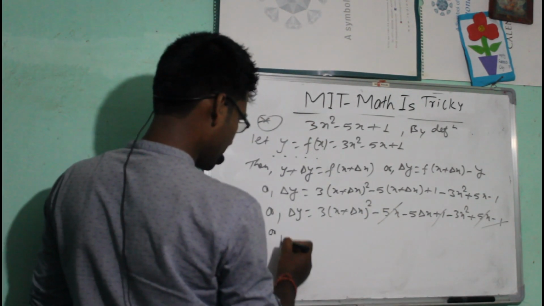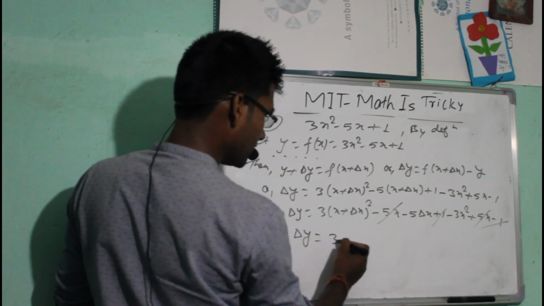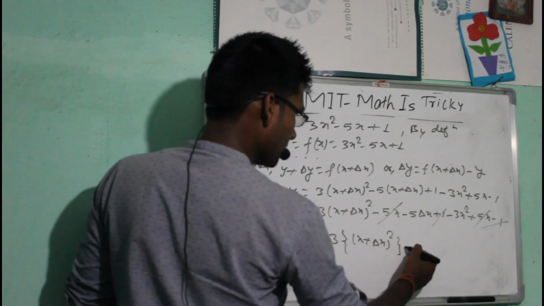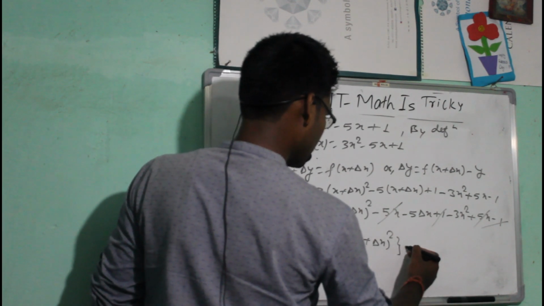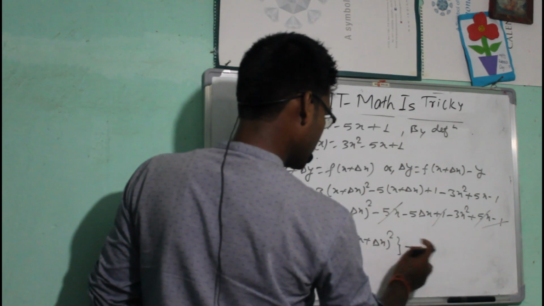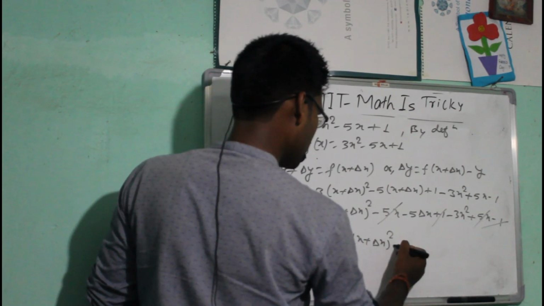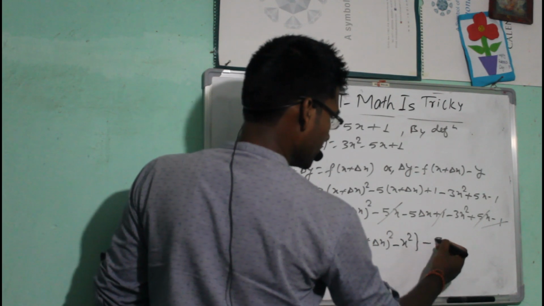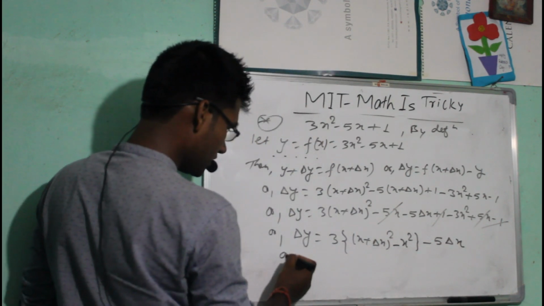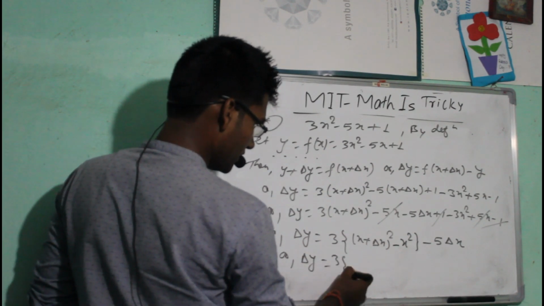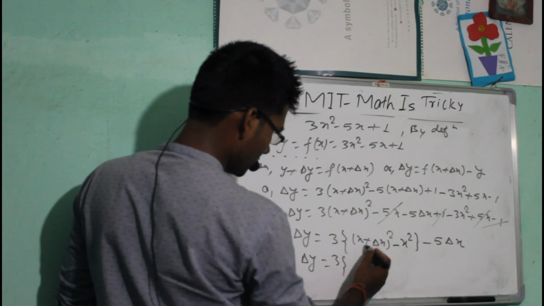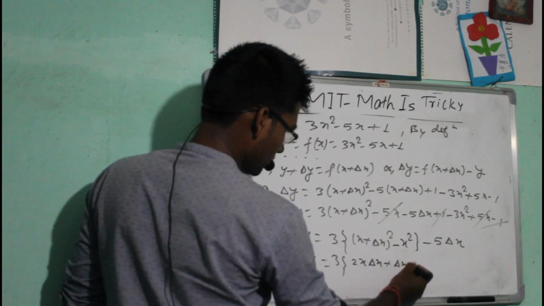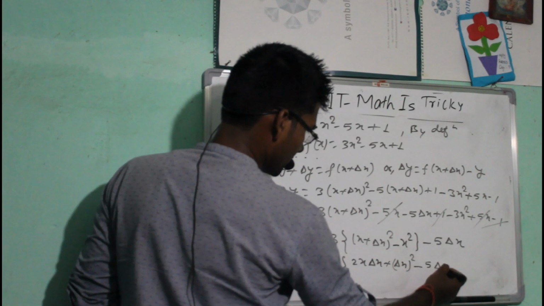So what's remaining? We are getting delta y equals 3 times, let's take common, x plus delta x whole square, and then what's remaining here is minus 5, and then after the 3, remaining is minus x square, and then further we can simplify, so that we get minus 5 delta x. So we can further simplify this, and x square and minus x square cancel. Let's open the whole square formula for this: 2x delta x plus delta x whole square and minus 5 delta x.